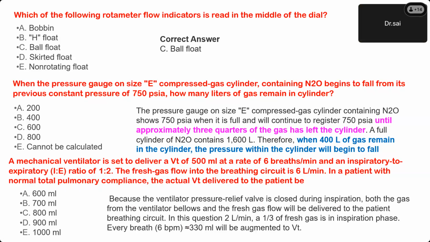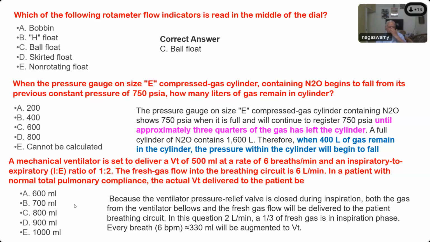The answer is 1000, sir. Okay, 1000. Because the ventilator pressure relief valve is closed during inspiration, both the gas from the ventilator bellows and the fresh gas flow will be delivered to the patient's breathing circuit. In this question, the IE ratio is 1:2. So 2 liters per minute, that is 1/3 of the fresh gas flow, comes in the inspiration phase. So every breath, 2 liters divided by 6 breaths, about 330 ml, will be added to the tidal volume. So 500 plus 330 will be roughly 800 ml. So the correct answer is C.